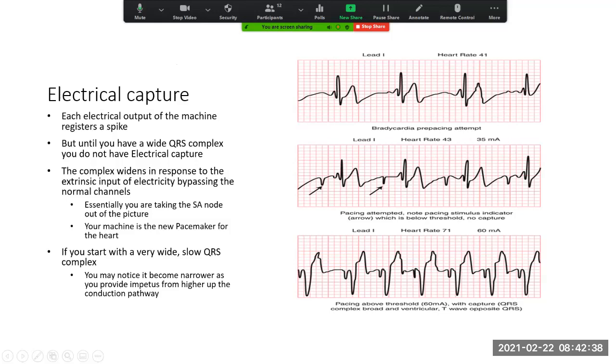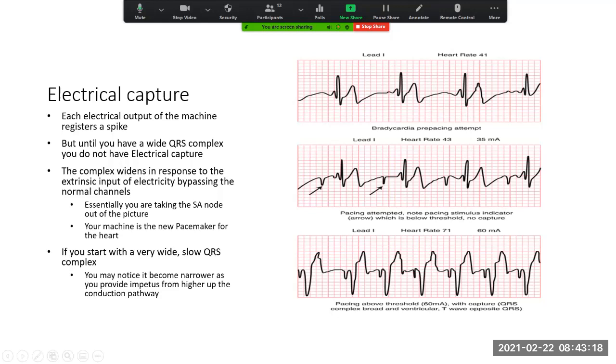So every time the machine now tries, it will essentially put in a spike, a literal electrical spike that we don't normally see otherwise. Okay, so that's what will happen. But while your QRS complex is narrow like what it is here, it means that you haven't captured the heart yet. Then as you start capturing the heart, you start getting these wide QRS complexes, the reason being that you're bypassing the normal channels. Then you start getting this picture that actually comes up over here. So basically the machine is now the pacemaker for the heart. Your heart is no longer its own pacemaker. So that's what you are doing, right?